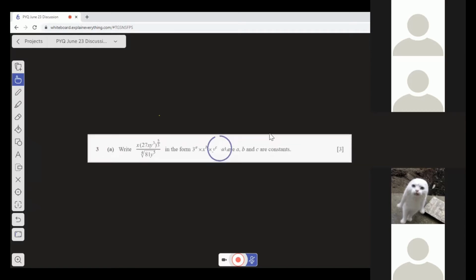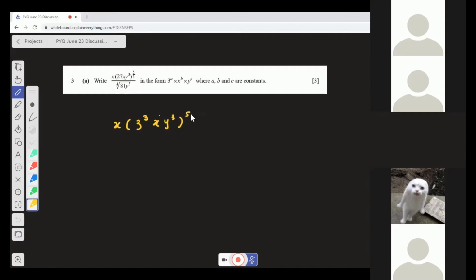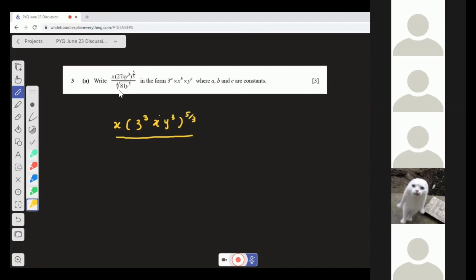So this is the so-called indices that I mentioned. It is about times and divide. So may I know, Jiawen, how should I start this for indices? There's a power 5 over 3, right? What is 27? 3 to the power 3, right? And then x, y cubed, power 5 over 3, divided by what? What is fourth root? Power 1 over 4. Okay, what is 81 actually? 3 to the power 4, and then y power 5.